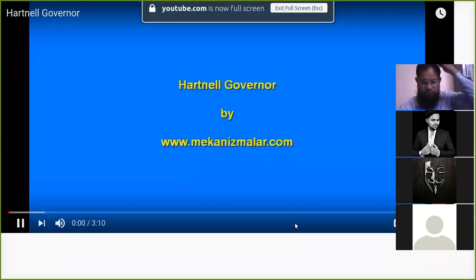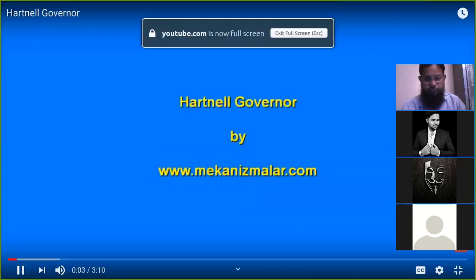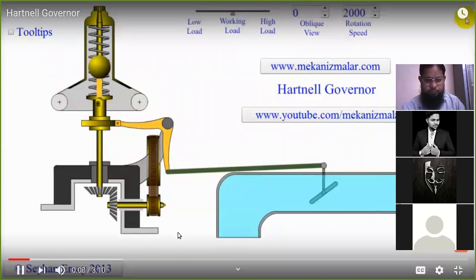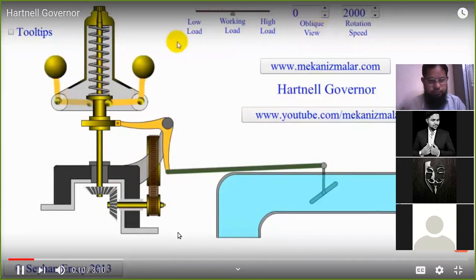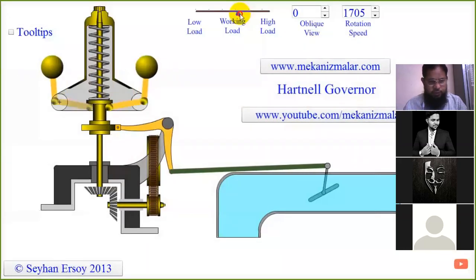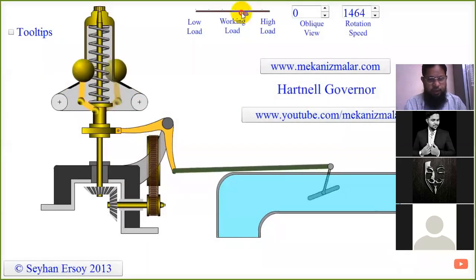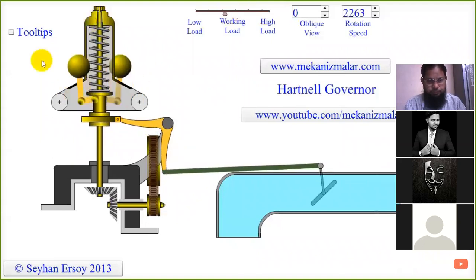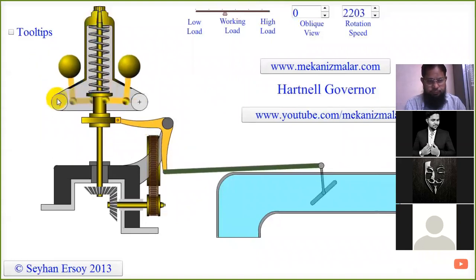This is Hartnell governor. Welcome to video tutorials of me Connors Muller. You notice how the Hartnell governor is a spring-loaded governor as shown in here. It consists of two bell crank levers pivoted at 2 points on the frame shown by two circles.